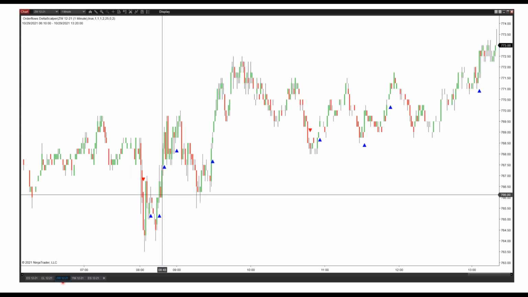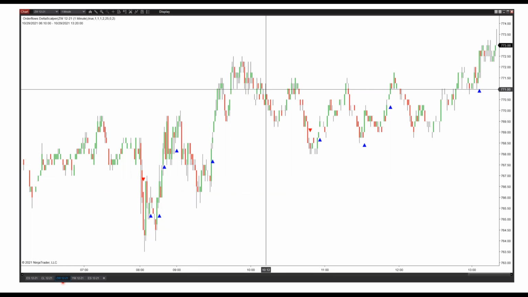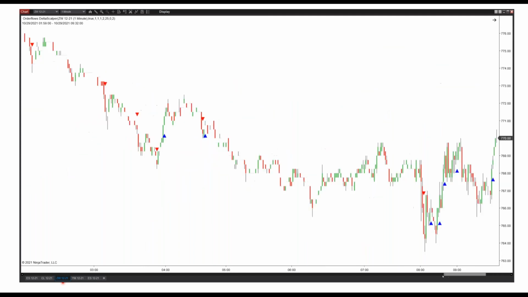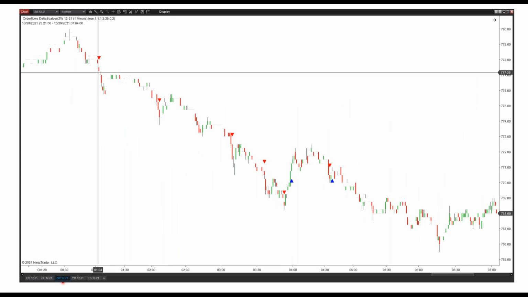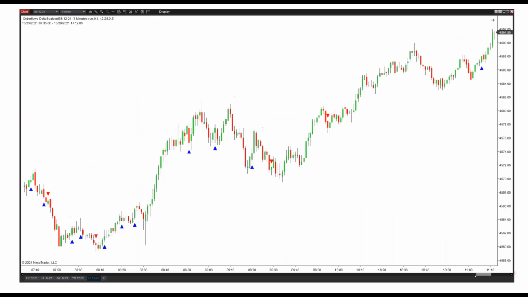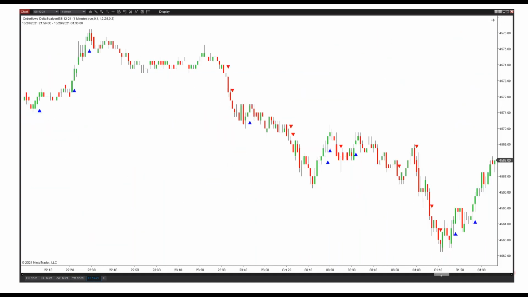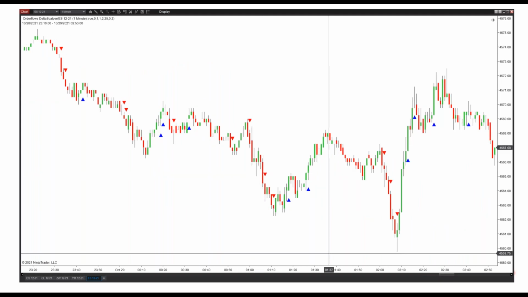But you get nice moves. Sorry, 766 up to 771. That's a 5-point move. It's $250. Right? And it follows the order flow nicely. This is it, 1 in the morning. Right? Minis, if you compare minis at 1 in the morning, oftentimes you get a lot of this, up, down, up, down, up, down, right?